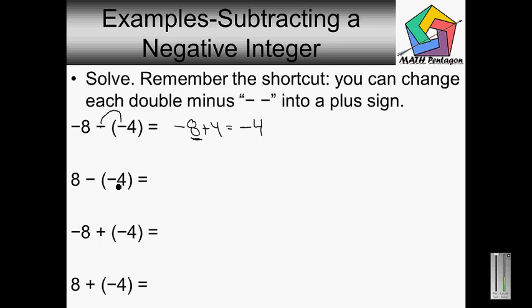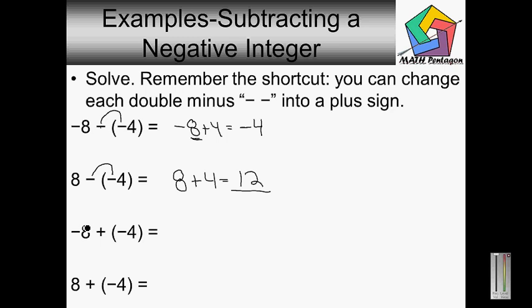Okay, we have 8 minus -4. What we do is we have a minus here and a -4 right next to each other, so we just turn these two negatives into a plus sign. So we will now have 8 plus 4. So we have two positives. So 8 plus 4 is 12, and that's our final answer.